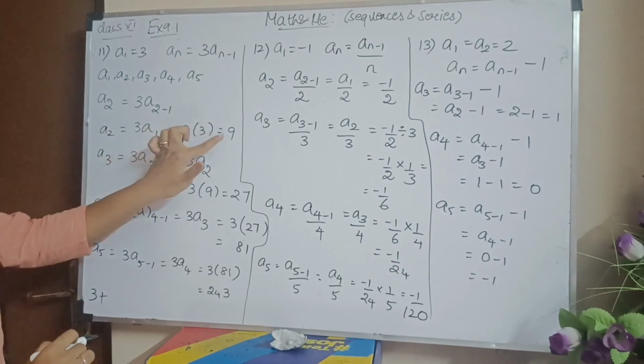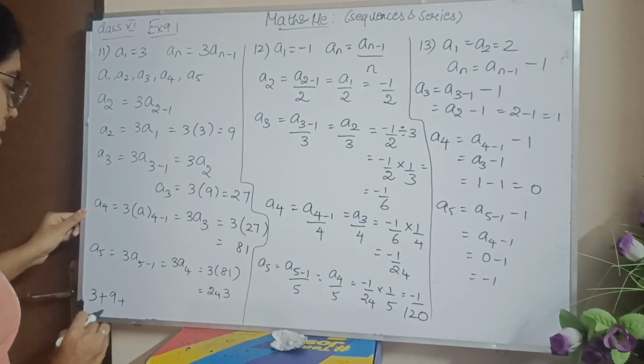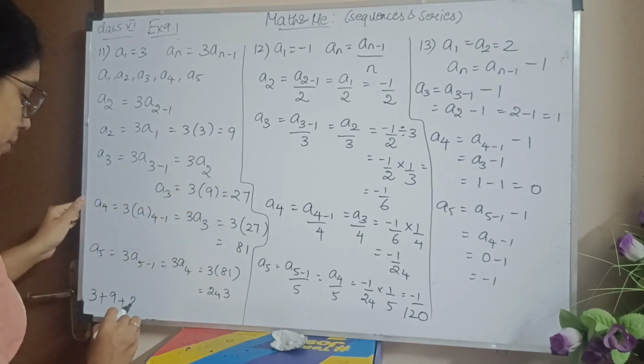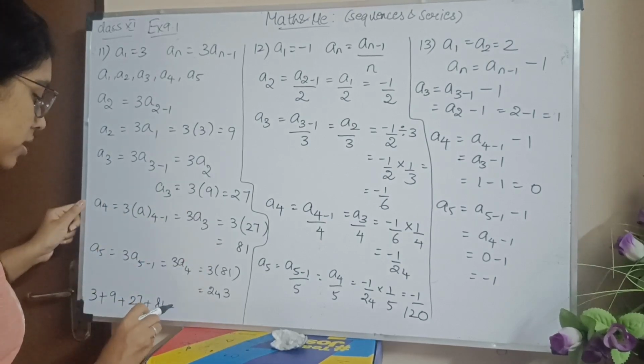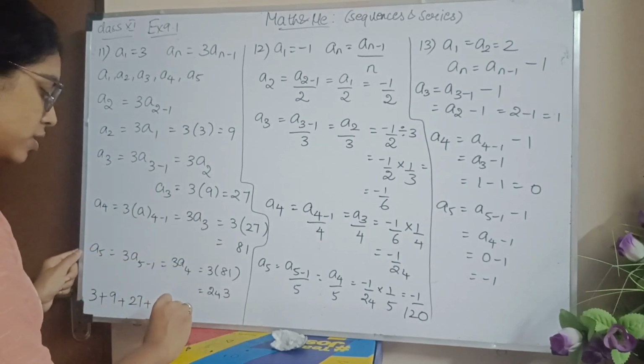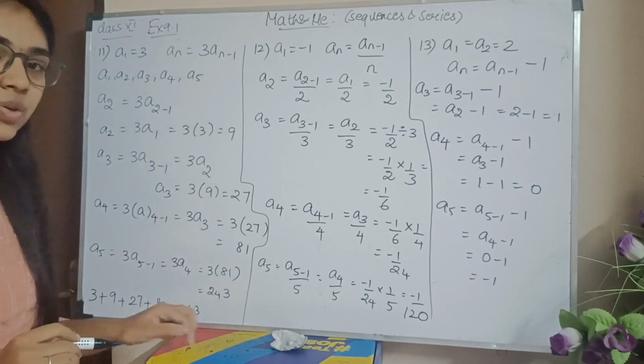What is my a2? a2 is 9. So it is 9 plus a3, 27, plus a4, which is 81, plus a5, which is 243. So this is how you write the series.